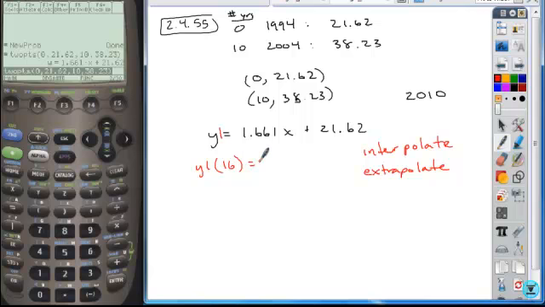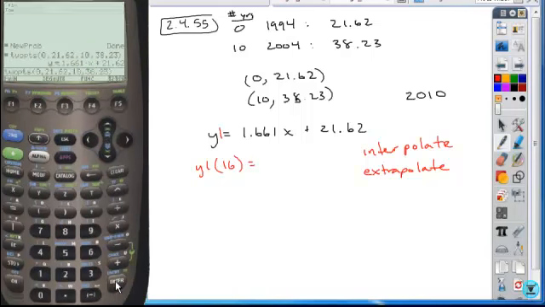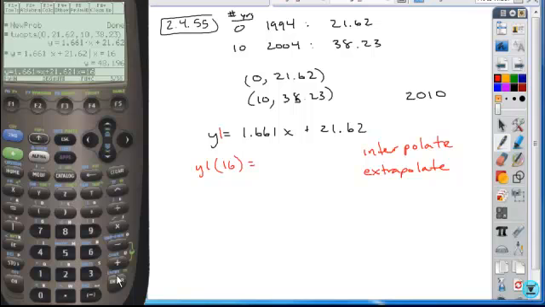Now, here's the easy way to do it with your calculator. Since you already have your equation up here, if you just go up and highlight your equation to pull that into your display, and then use the with key, this vertical bar, and then tell it you want it to solve when x is 16. You can use x equals 16, and it'll give you your answer, 48.196. So 48.20 would be your answer.